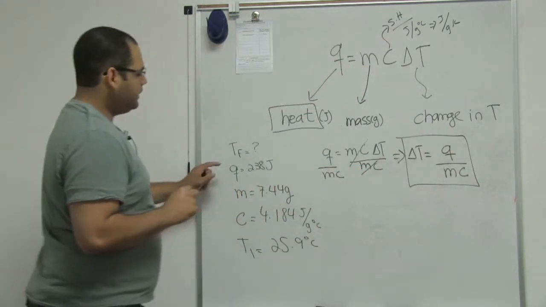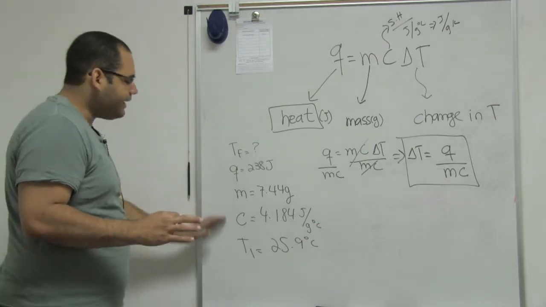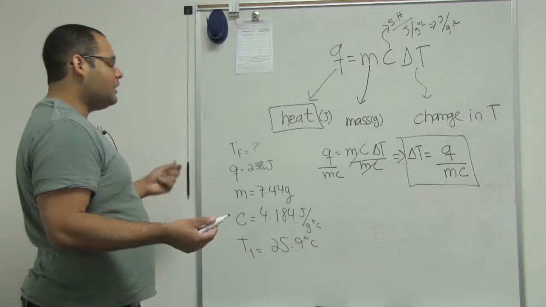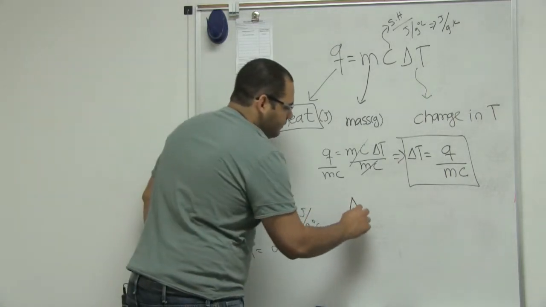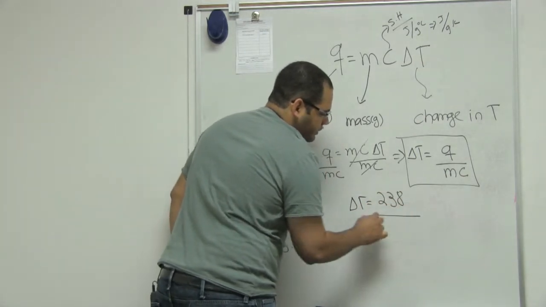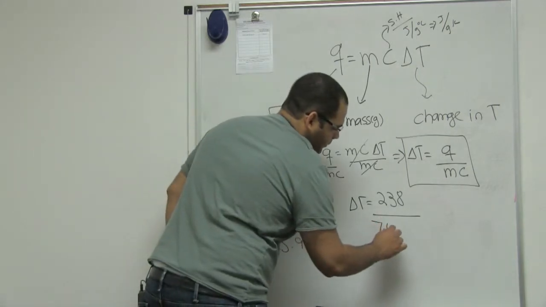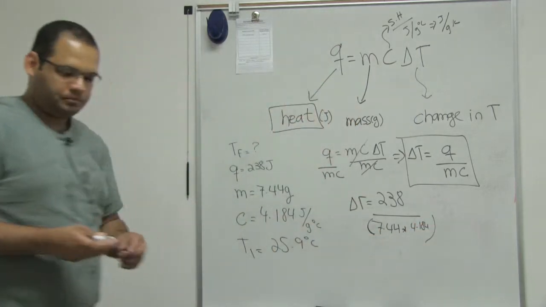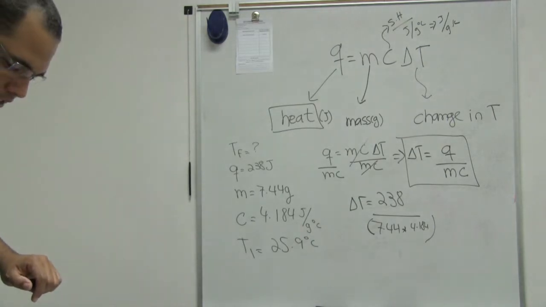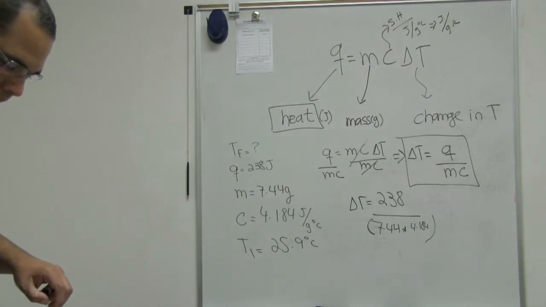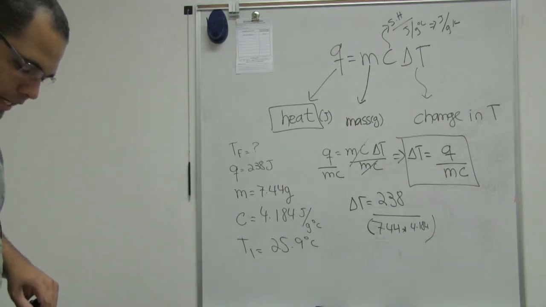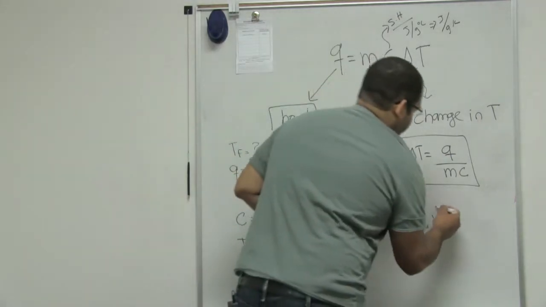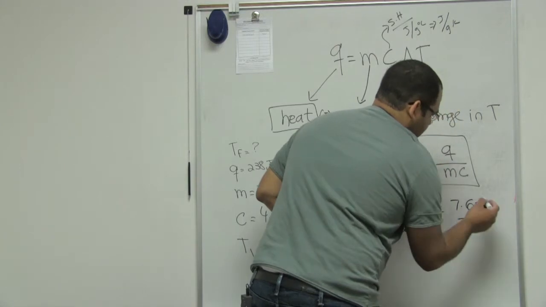Now I plug in the information the question gave me. It's really helpful if you write it down on your left side. It helps me keep track of everything that I have and figure out what I'm supposed to do with all that information. So delta T is equal to 238 divided by, in parentheses, 7.44, that is my mass, times 4.184, my specific heat for water. And again, the specific heat is given on a table. You will see that the change in temperature is equal to 7.65. This is the change in temperature.